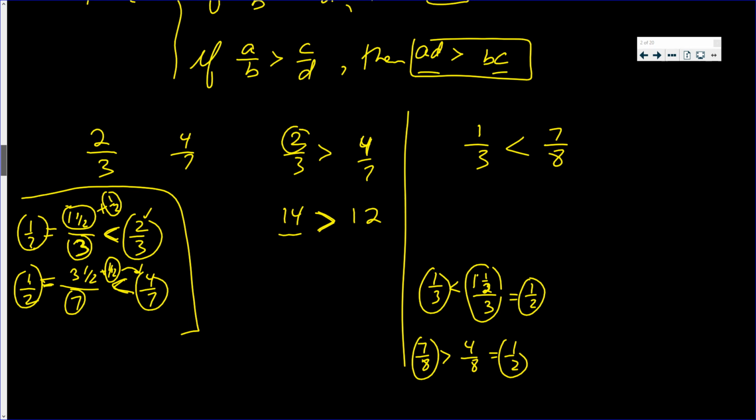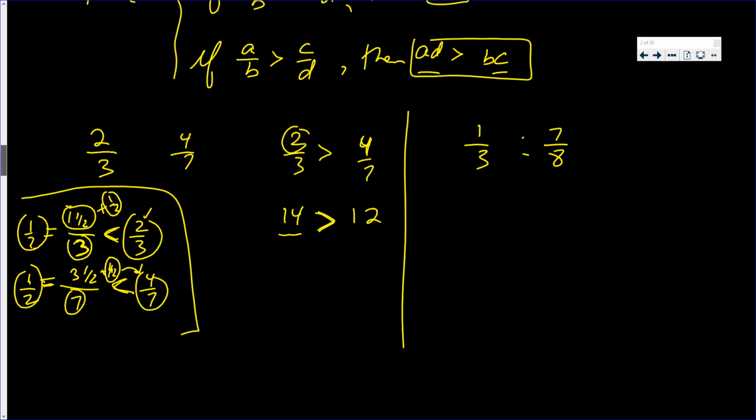But let us use this new rule that we have down. Make believe this sign isn't there yet. Well, 8 times 1 is 8. 3 times 7 is 21. The arrow points to the smaller number, so it's the same thing up there. Whatever symbol goes here, goes there.